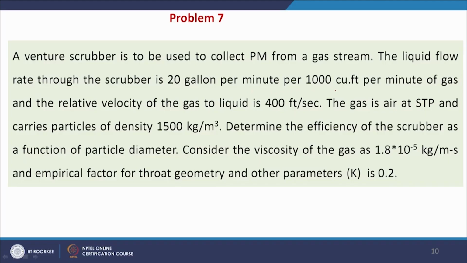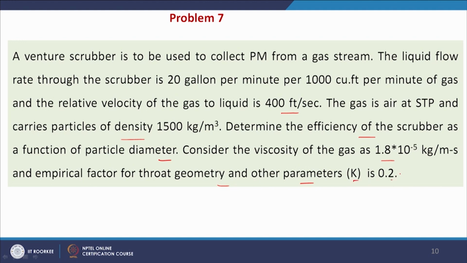Next, problem number 7. The statement is: a venturi scrubber is to be used to collect particulate matter from a gas stream. The liquid flow rate through the scrubber is 20 gallon per minute per 1,000 cubic feet per minute of gas, and the relative velocity of the gas to liquid is 400 feet per second. The gas is air at STP and carries particles of density 1500 kg per meter cube. Determine the efficiency of the scrubber as a function of particle diameter. Consider the viscosity of the gas as 1.8 into 10 to the minus 5 kg per meter second, and the empirical factor for throat geometry and other parameters, k, is 0.2.